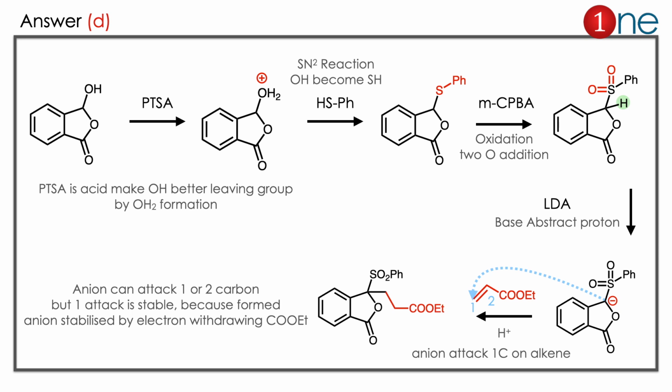Here you have to learn 2 things. OH is a poor leaving group. It can be converted by any acid into a good leaving group by H2O formation. Then if a negative ion attacks a double bond, a stable anion always forms, because the anion stability is crucial for the next step. So the anion always attacks in a way that leads to the stable anion formation.